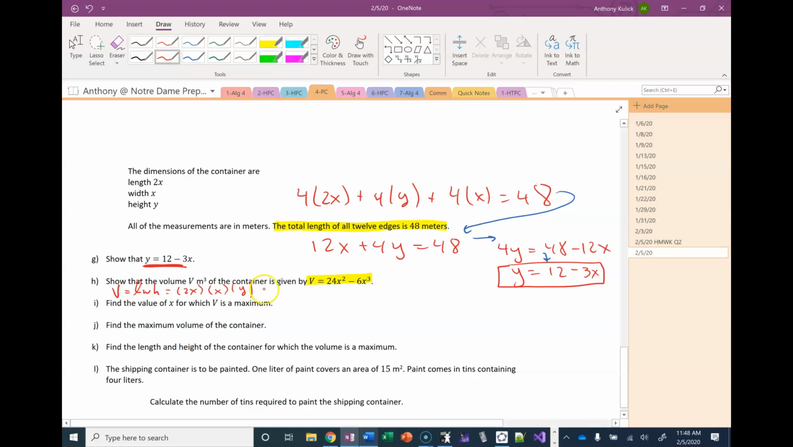No. But if I use the previous solution, I know that y is the same thing as 12 minus 3x. So if I replace y with 12 minus 3x, and I multiply the 2x and x together to get 2x squared, I'd have this then. We okay there? And then if I just distribute through the 2x, 24x squared minus 6x cubed. So for that answer, the work that I'd expect to see are those 3 steps. Is that okay?